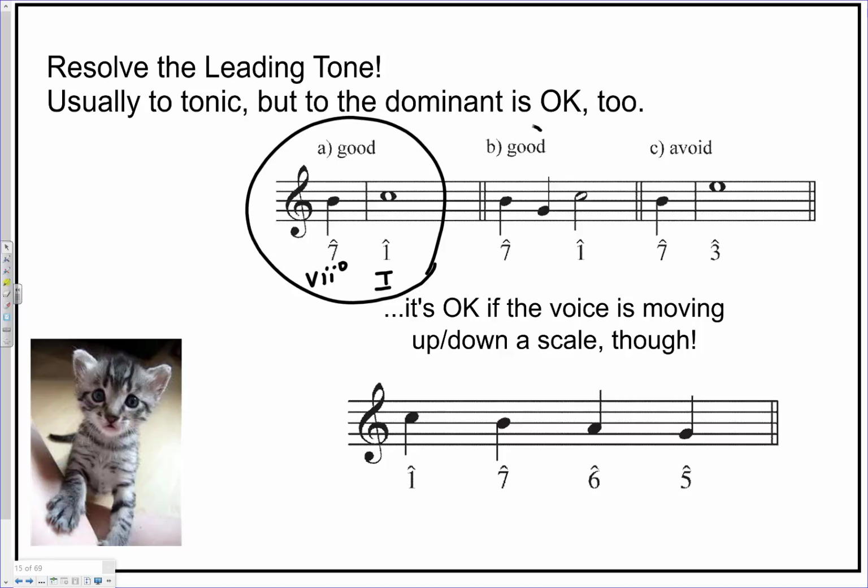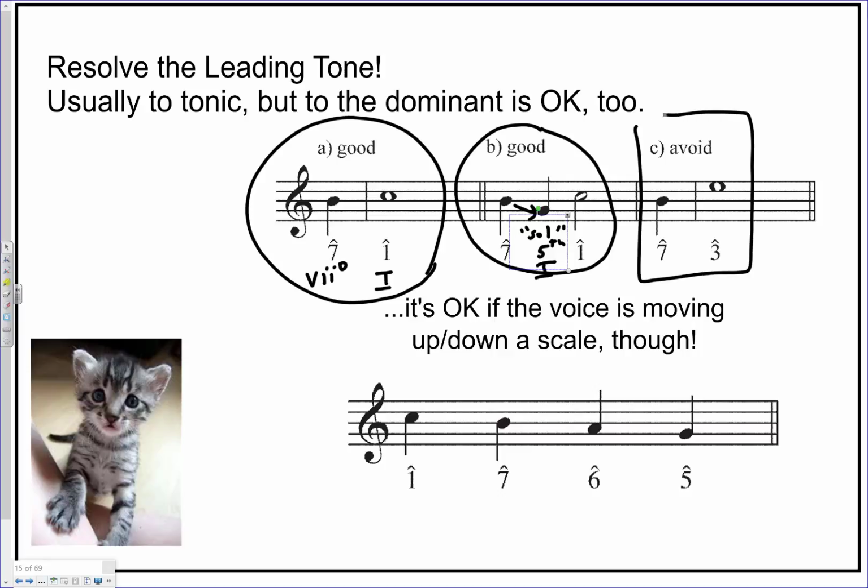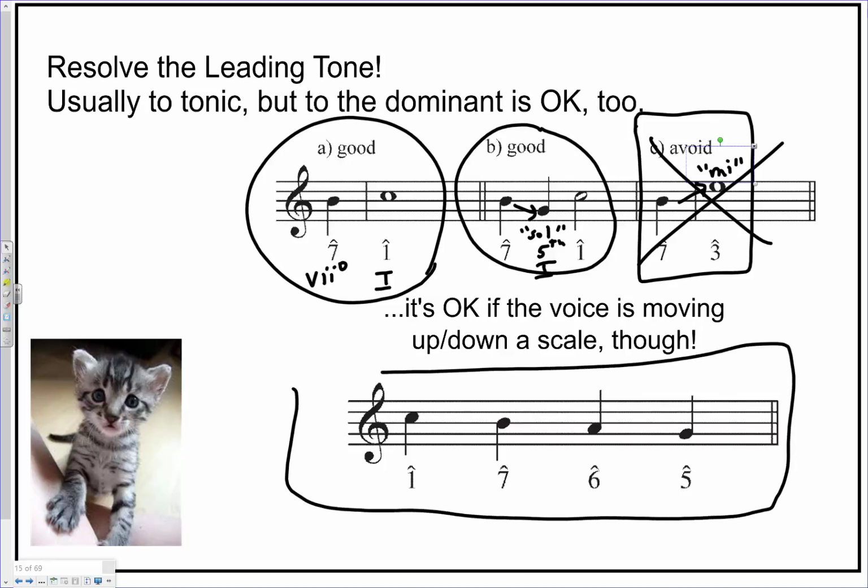Example B is also good. You can have the 7th go down to Sol, or the 5th of the tonic triad. What we want to avoid is C, because we never want the leading tone to go up to Mi, or the 3rd scale degree, in the same voice. So that's important to remember. It is, however, okay if the voice is moving up or down a scale, like so.